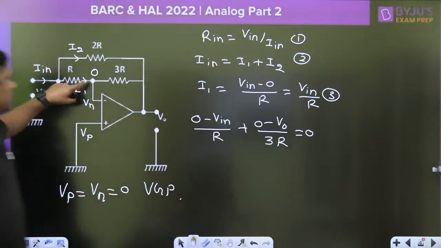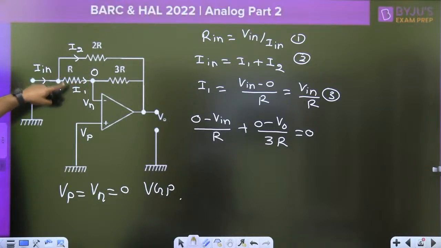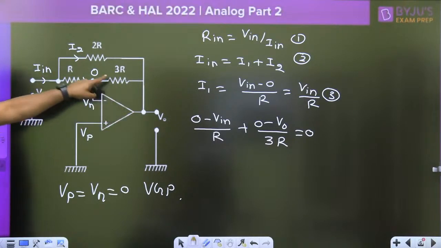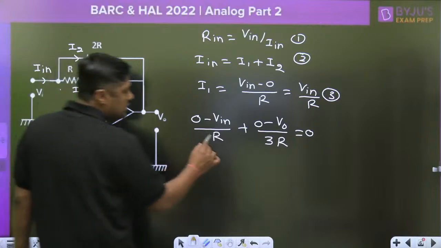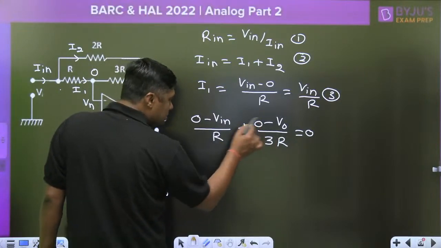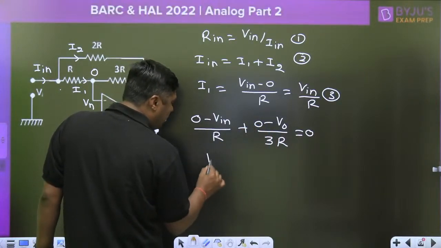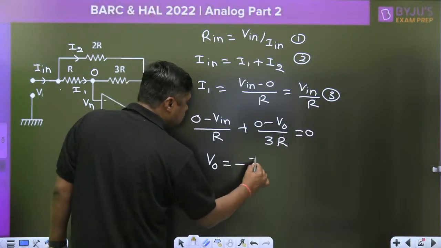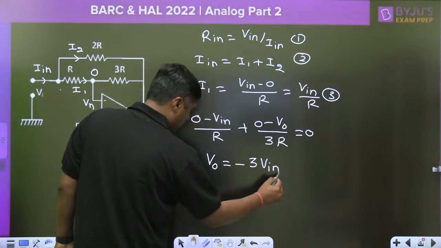We are simply applying the KCL at this point. 0 minus V in by R, 0 minus V naught by 3R. Now this R is cancelled out. This will become V naught by 3, and finally you will get V naught is equal to minus 3 V in. Please solve this.